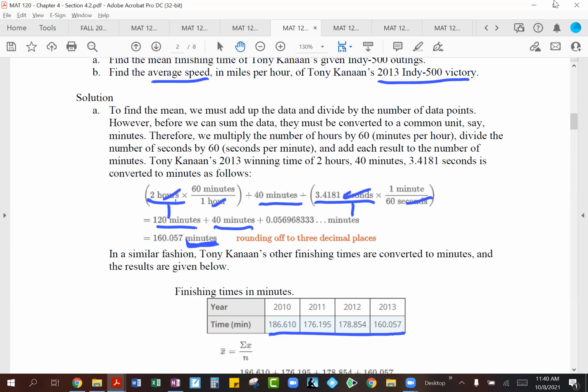And then you end up taking 3.4181, dividing it by 60, so that we can convert our seconds into minutes. And that's what this comes out to be. So 3.4181 divided by 60 gives you the 0.05696833333. So whichever unit you want to keep is what stays here on the top. Whichever unit you want to get rid of, that's what's canceling out, from these two sides.